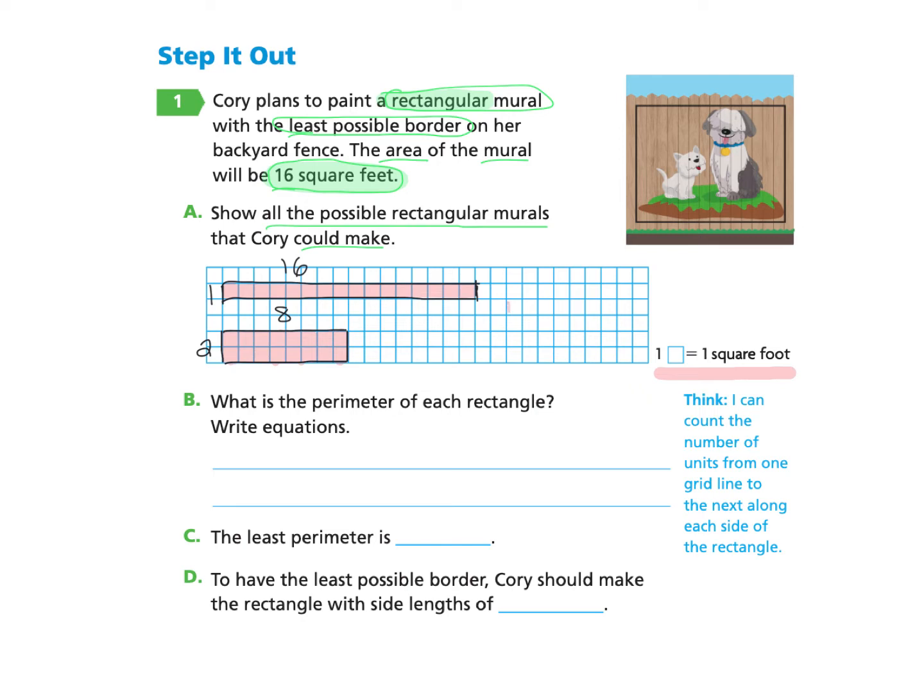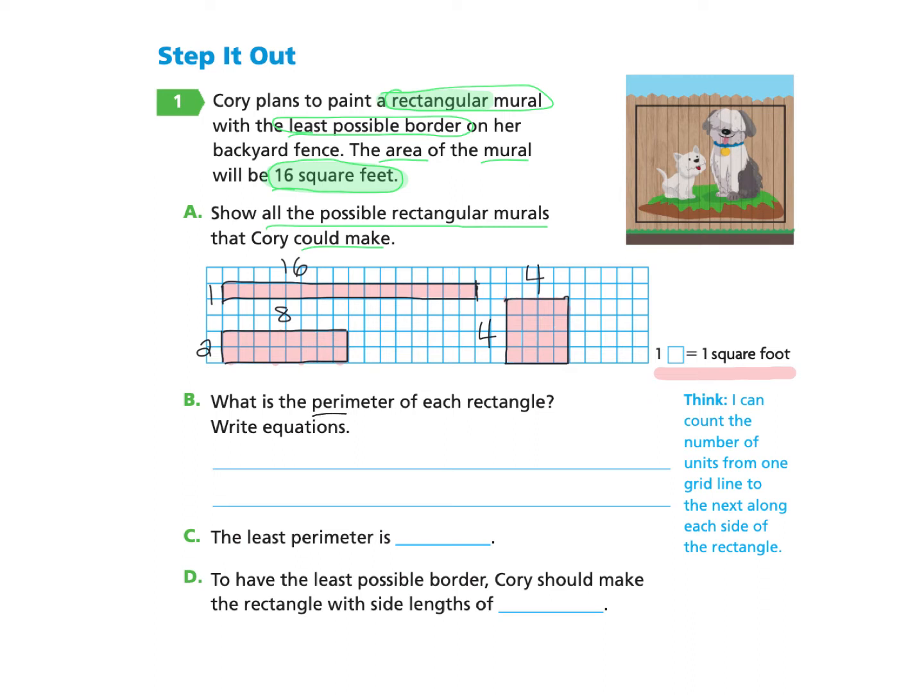So I will make 1, 2, 3, 4 here and fill that in. And then I will continue making each row until I reach the number 16. When I have created a square of 16, I find that one side is 4 and the other side is 4. And again, the total is 16. Okay, so these are my 3 possible rectangular murals that Corey could make. Now I'm ready to look at part B.